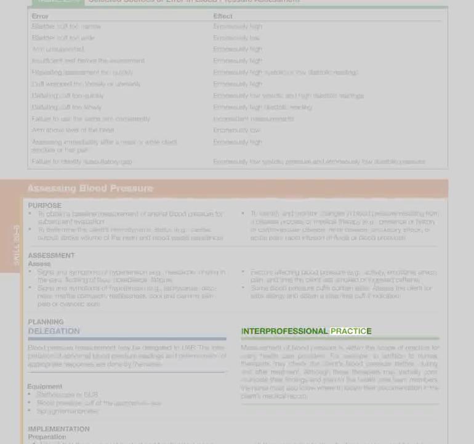Interprofessional practice: Measurement of blood pressure is within the scope of practice for many healthcare providers. For example, in addition to nurses, therapists may check the client's blood pressure before, during, and after treatment. Although these therapists may verbally communicate their findings and plan to the healthcare team members, the nurse must also know where to locate their documentation in the client's medical record. Equipment: stethoscope or Doppler ultrasound, blood pressure cuff of the appropriate size, sphygmomanometer.